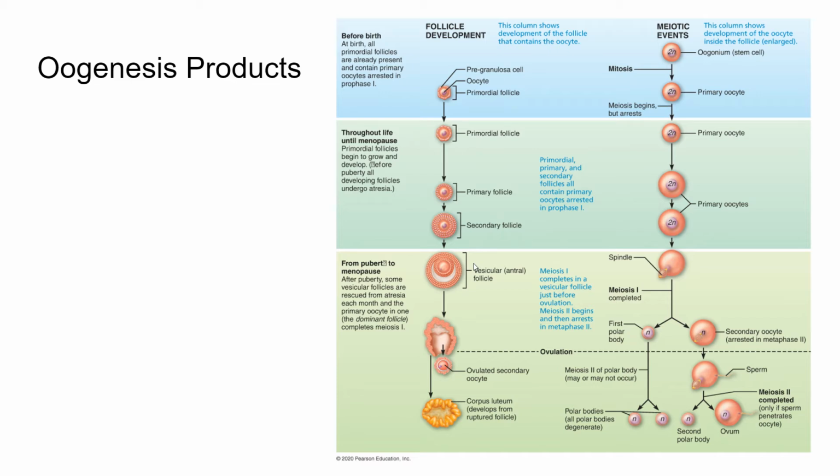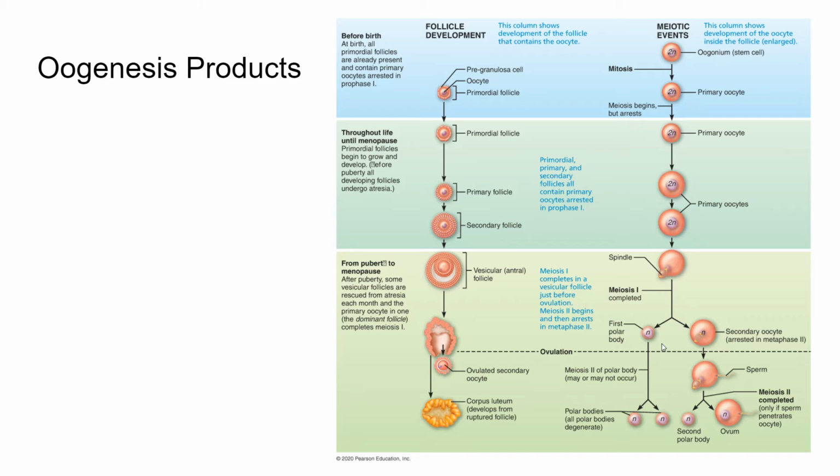After the first division is completed, this meiosis 1, you will have two products. You will have a secondary oocyte, which is the product that will eventually become the egg. And you have another thing called a polar body. This polar body is a really small cell. It's basically devoid of cytoplasm altogether and will be reabsorbed back into the body.